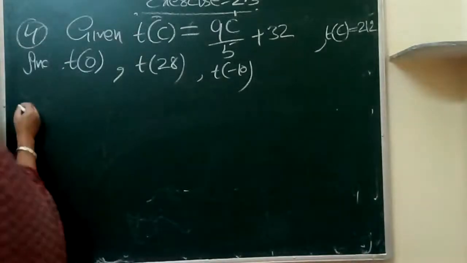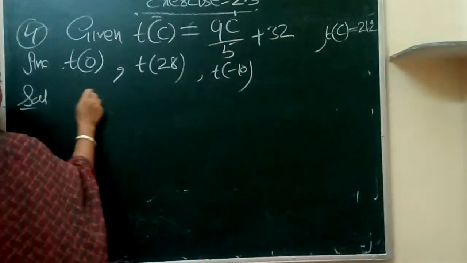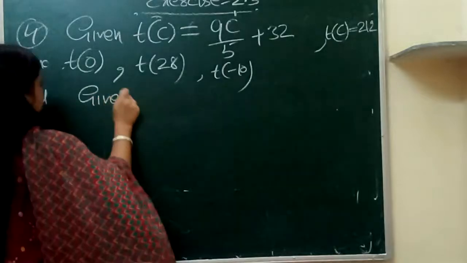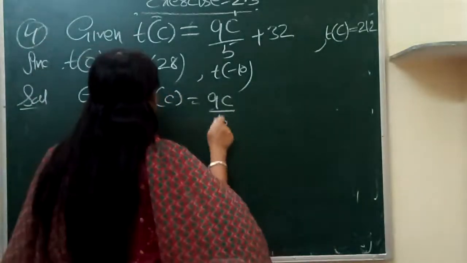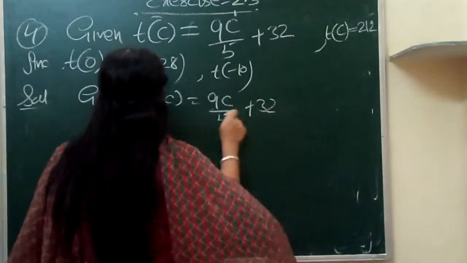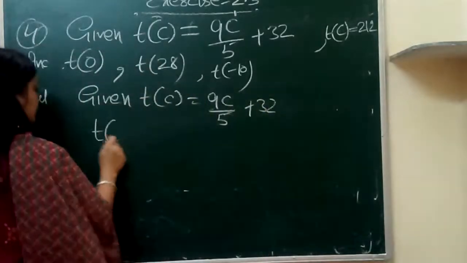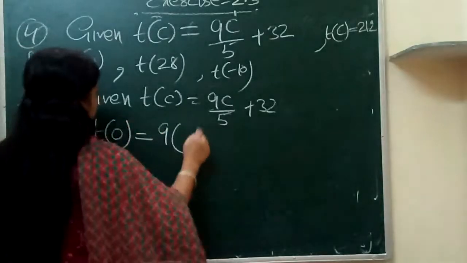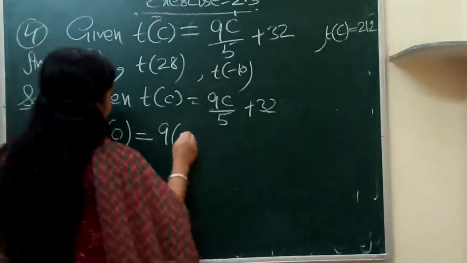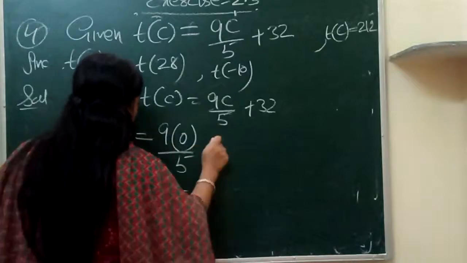Now given t of c is equal to 9c upon 5 plus 32. In the first case we have to find out t of 0. So t of 0 is 9 times 0 upon 5 plus 32, where the value of c is 0. The value is coming 32.